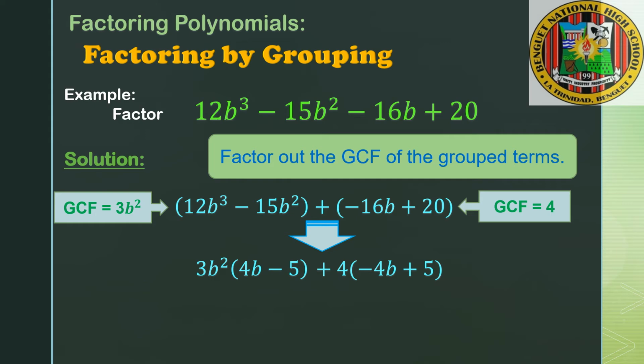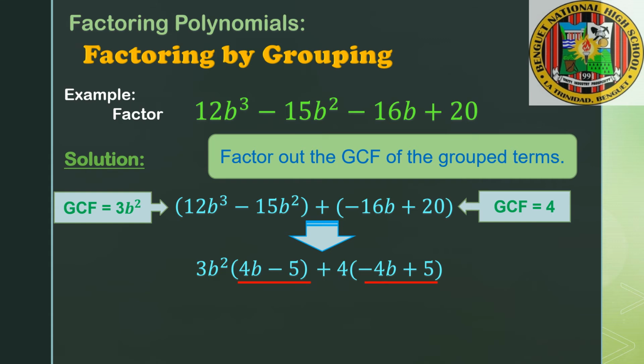Did you notice anything? If you remember in our previous example, at this point of the solution, we saw that the binomials inside the parentheses should be equal because that should be the first binomial factor of the polynomial. But here, they are not. So what do we do?